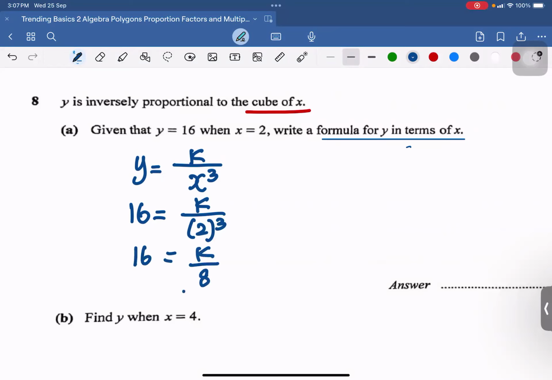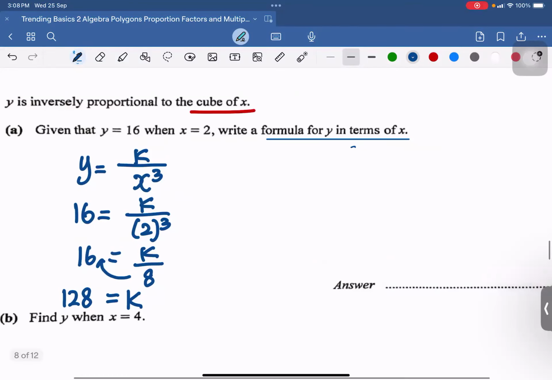Then what's the value for k? Bring over, you multiply, right? What's the value for k? Maybe you can type me the answer. What do you get? Nobody types me the answer. You're really not responsive. Then I want the formula. 128. Yeah, correct. Thank you.